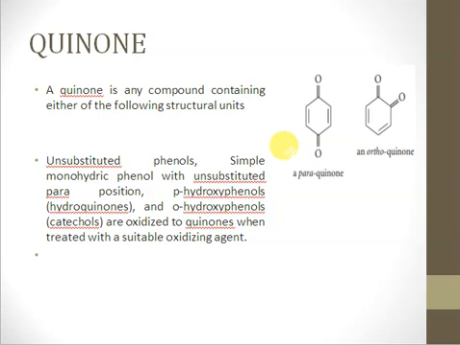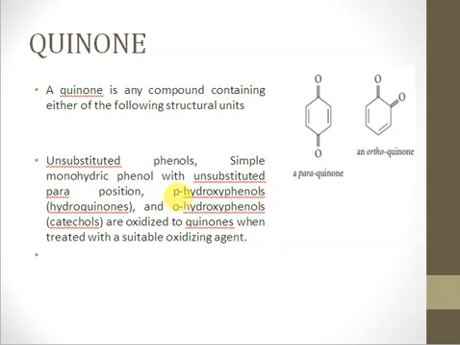Firstly, we consider how we can convert the phenols into quinones. For converting a phenol into a quinone, it is compulsory that the phenol should be either an unsubstituted or simple phenol, or a phenol that has no substituent at para position. So if you have a simple unsubstituted phenol, or a phenol with no substituent at para position, or you have para-hydroxyphenol, also known as hydroquinone, or ortho-hydroxyphenol, also known as catechol, all of these can be oxidized to quinones when treated with a suitable oxidizing agent.